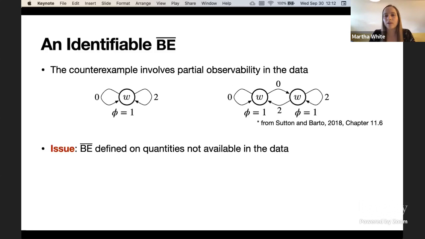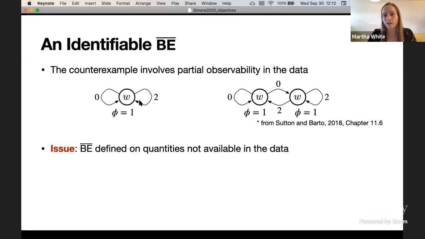So the data stream between these two MDPs for the agent is going to look exactly the same. So we couldn't hope that it's going to learn a different solution on those two things because the data stream looks exactly the same. But the true solution to the mean square projected Bellman error for these two settings is different. Okay, so that's what the counterexample shows.